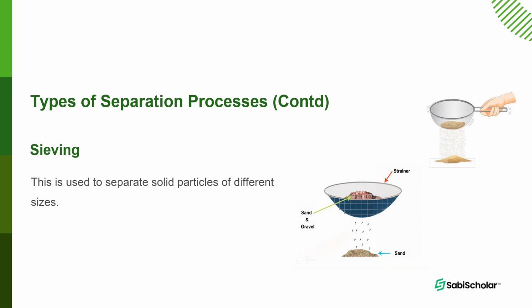Sieving. Sieving is used to separate solid particles of different sizes. With the usual sieving that you know, using a sieve with mesh, we separate solid particles of different sizes, such as rice and beans, sand and rice. The mesh is the holes in our sieve, all right? Like I can see in this diagram, sand and gravel, you can see that the smaller particle, which is sand, is going down while our gravel remains up, all right?